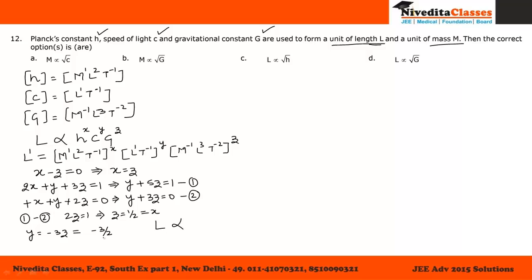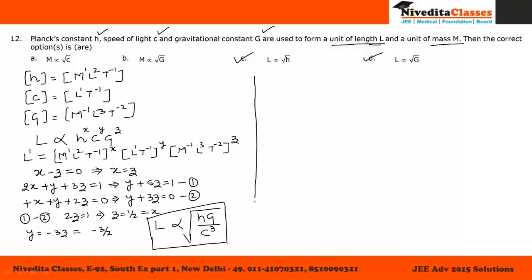So our relation will become: length is directly proportional to, as I am getting by 2 in all, so let's take it under root, h, and then g divided by c cube. So this will be our relation, and from this relation we can see that L is directly proportional to root of h, and L is directly proportional to root of g. So our C and D options are correct.